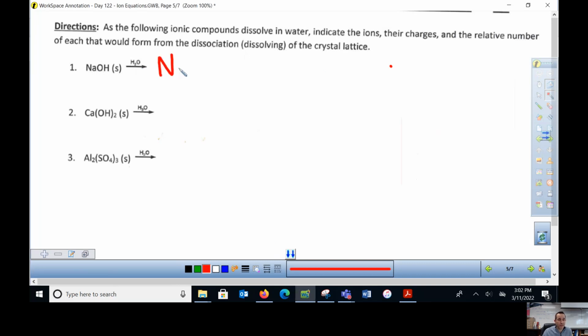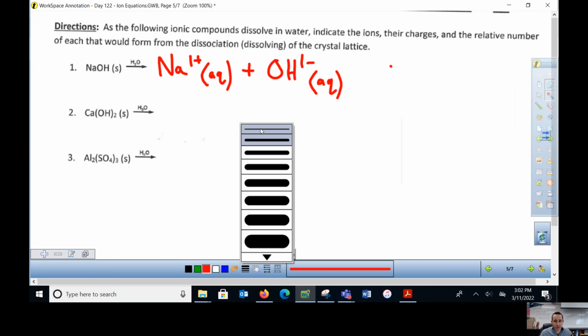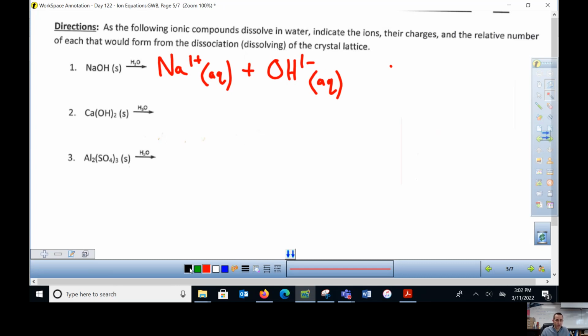What we're going to see is that the sodium ions, which have a positive 1 charge, are going to dissolve. And the hydroxide ions, which are negative 1, are going to dissolve. Look at the chemical formula here, it's just one of each. So when sodium hydroxide splits, it splits into 1 sodium ion and 1 hydroxide ion. I'm going to change to my skinny font so that I can fit more on the screen, especially in the next problem.